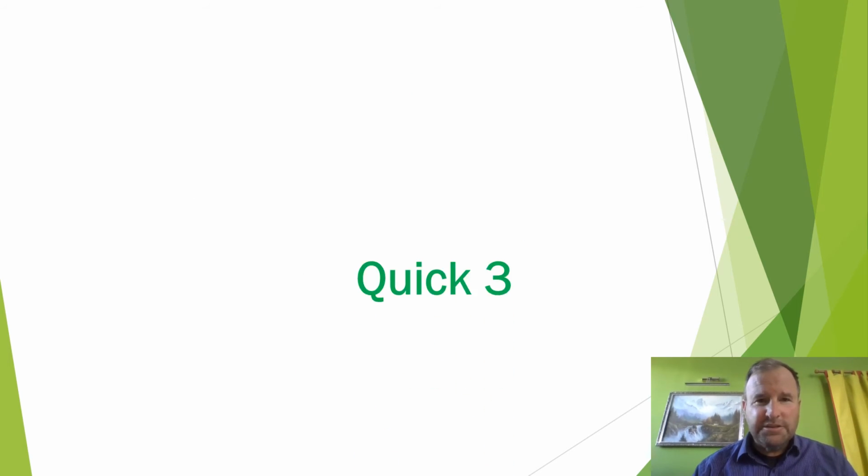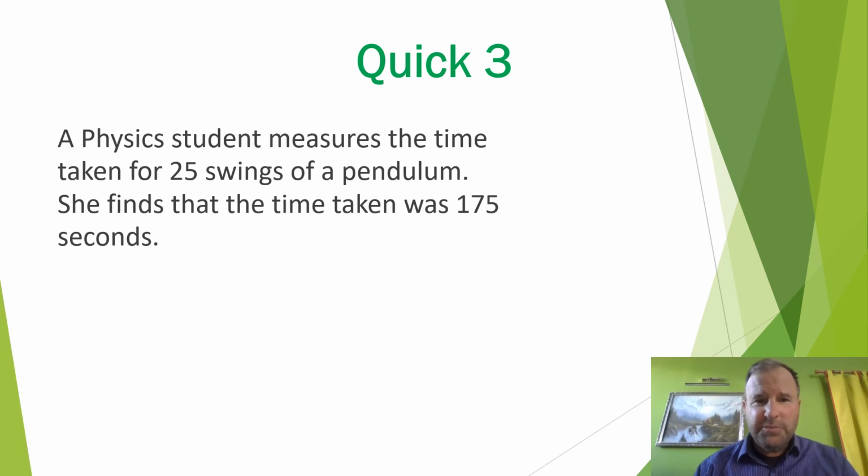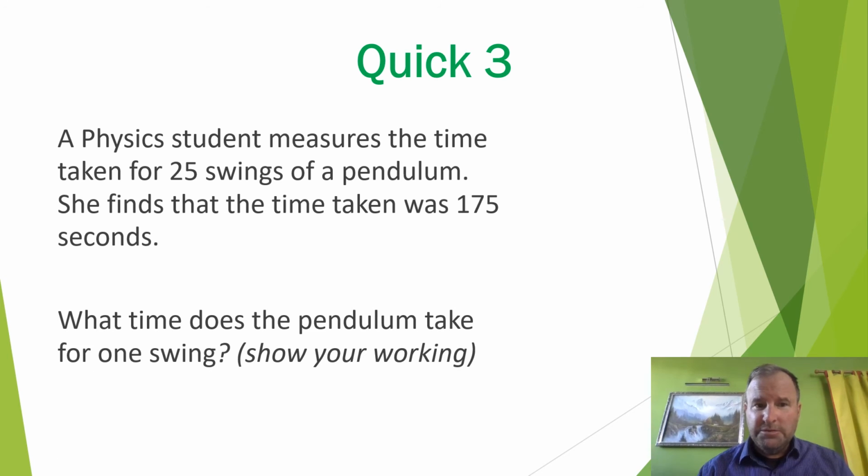This second question relates to a pendulum swinging, a typical question that you will probably get in your physics exam, either in the experimental part, short answer or longer answer. The question reads: a physics student measures the time taken for 25 swings of the pendulum. She finds the time taken was 175 seconds. What time does the pendulum take for one swing? Show your working. It's always important to show your working. Again, pause and give yourself time to answer the question before you go on to the answers shortly.